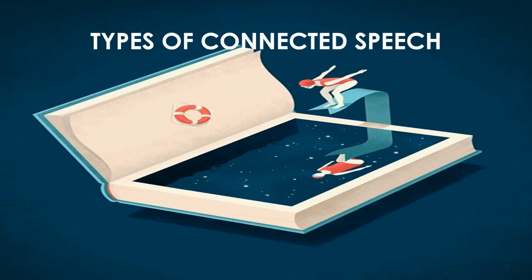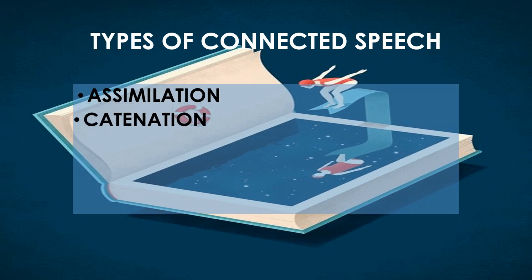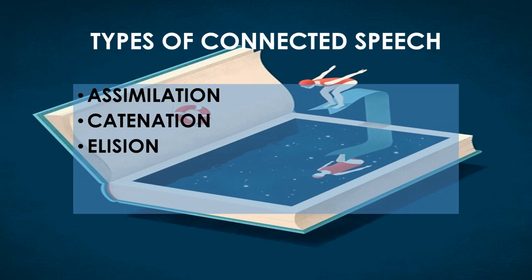So there are types of connected speech. We have the assimilation, catenation, elision, intrusion, and geminates.